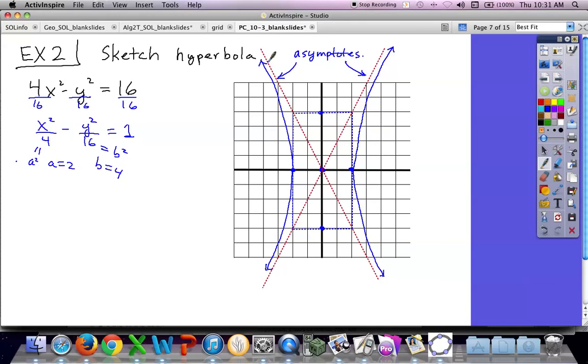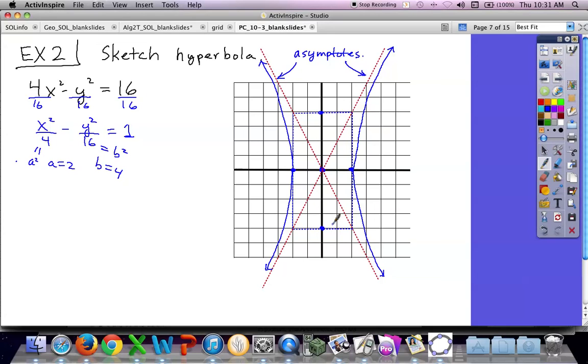Okay, so you can see the center from the standard form. You know what the a is. You know what the b is. You use that to make the midpoints of the box. Draw in your box. Draw the diagonals of the box. And then sketch each branch. If it's horizontal, it'll go like this. If this thing was vertical, I would have sketched it up here.